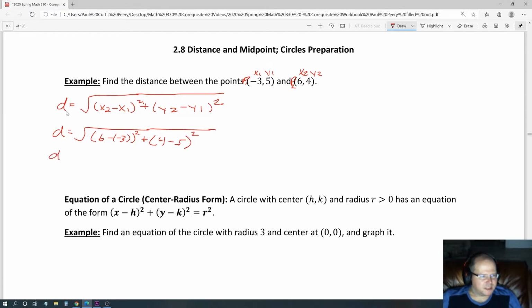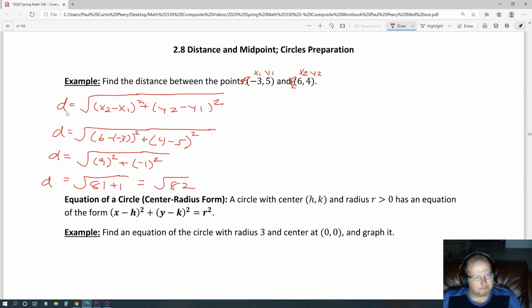Okay, so distance is equal to 6 minus -3 is the same as 9, right? 6 plus 3 is equal to 9, 9 squared, plus. And then 4 minus 5 is a -1, and we square that. Okay. Now 9 squared is equal to 81, and -1 times -1 is a +1, so it's just +1, which gives you the square root of 82. Okay, so you have your distance right there. Nice.